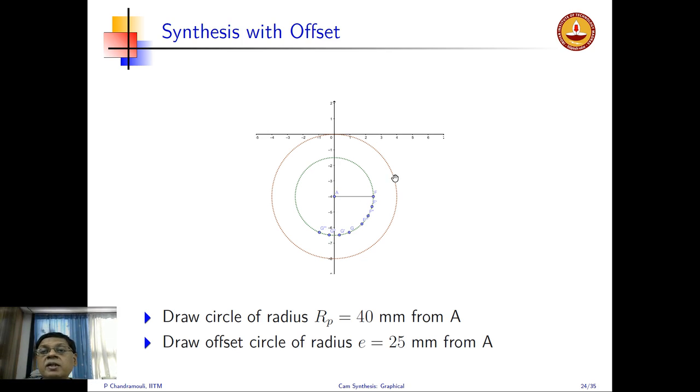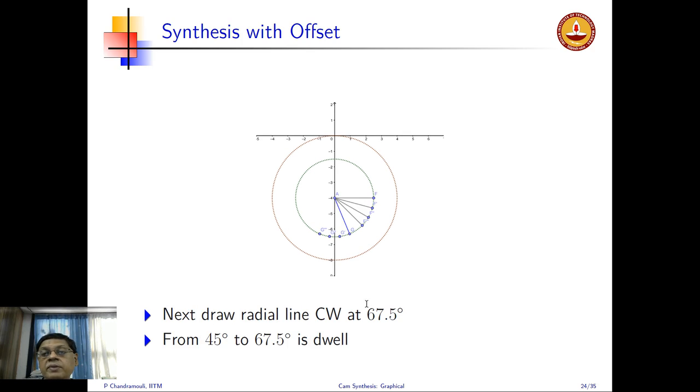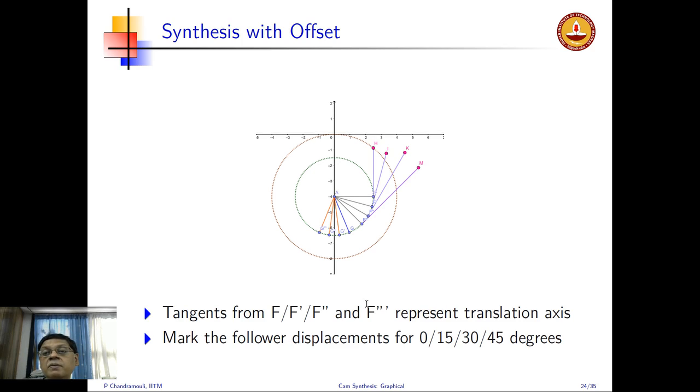The tangent drawn from here represents the line of translation in the actual scenario. AF prime is at 15 degrees, AF double prime is at 30 degrees, and so on. So we mark just like before. We draw those rise lines. Then we draw the first dwell line. Then we mark the three orange lines which correspond to the return part of it. And now we draw the tangents which intersect.